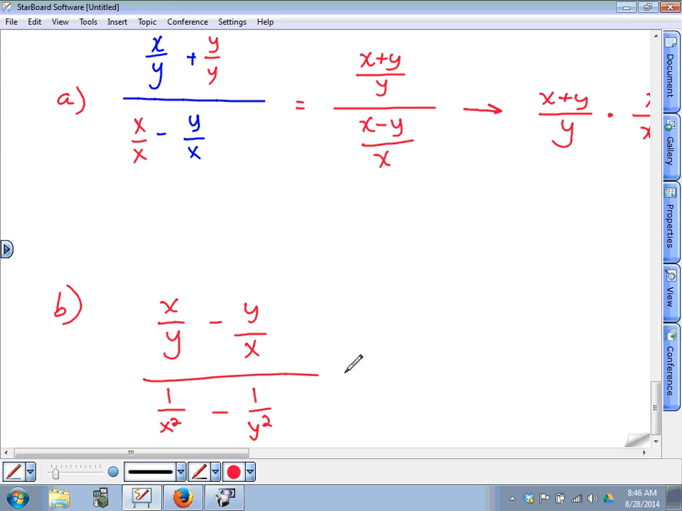Let's see what the answer actually is. It's probably 4. It's not 2. This side, we need an x over x. Over here, we need a y over y. So it looks like we're going to have x squared minus y squared over xy.